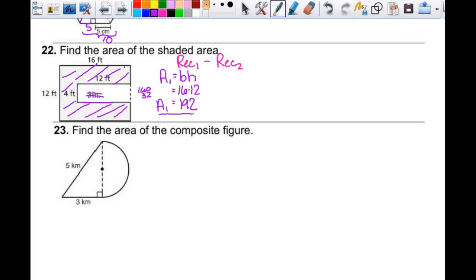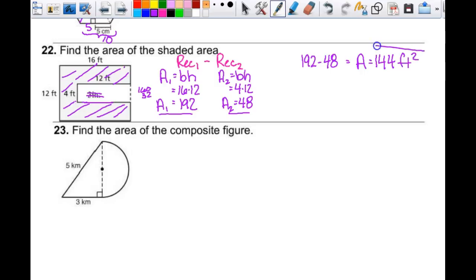Then for the second rectangle, it's just 4 and 12. So the area of the second one is still base times height, so 4 times 12, which is 48. And then I just subtract them. 192 minus 48. So 192 minus 40 is 152, and then 152 minus 8 would be 144. So the area is equal to 144 feet squared.